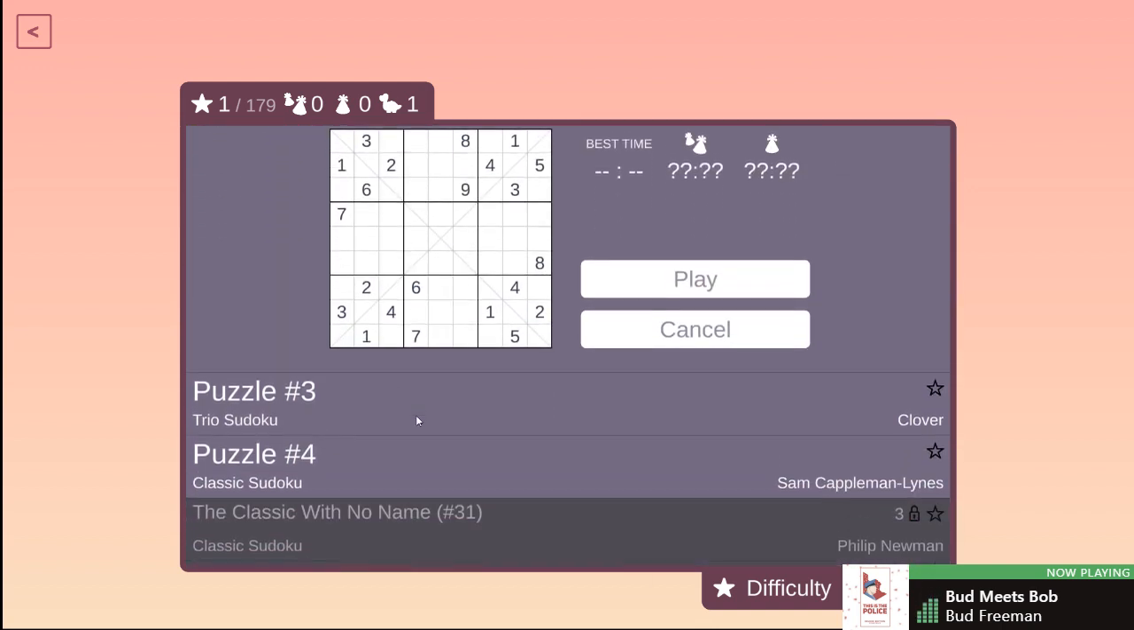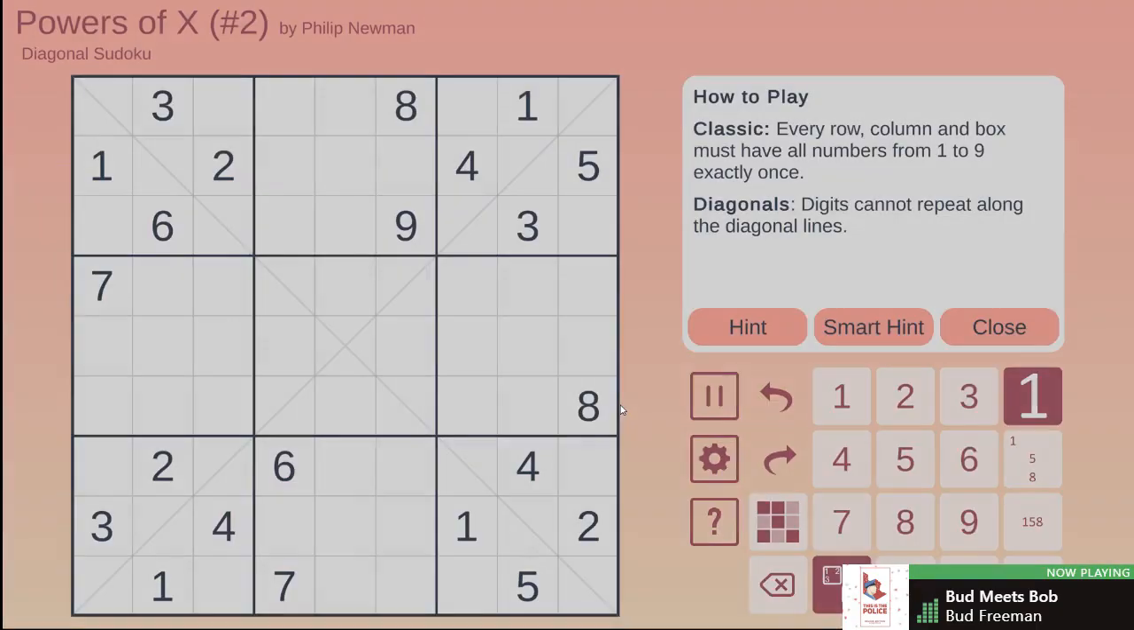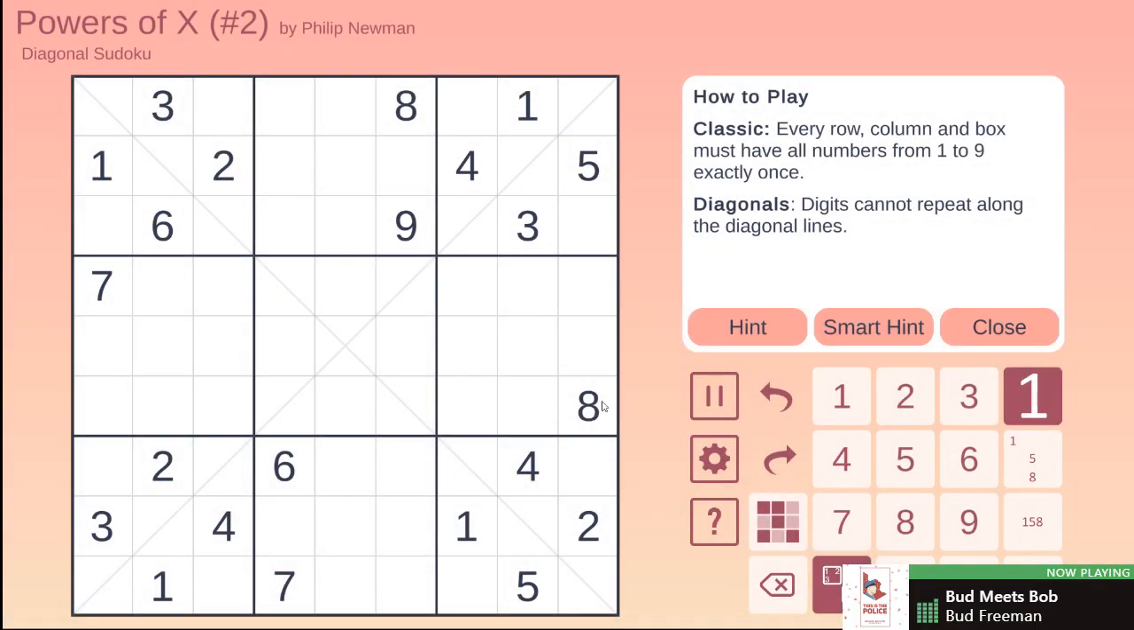By Philip Newman. Every row, column, and box must have all numbers from 1 to 9 exactly once. Digits cannot repeat along the diagonal lines. Okay, so we have our first caveat, you know, our first extra rule. The diagonal. The digits cannot repeat along the diagonals. That's not an issue.